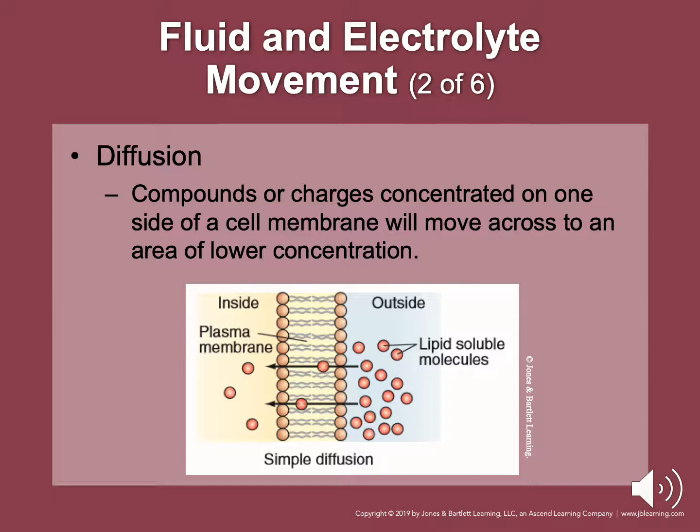Compounds and charges concentrated at one side of the cell membrane will move across it to an area of lower concentration. So you got the outside, the high side on the right, moves across the plasma membrane, goes to the low side. Also remember that this is called diffusion. So this is simple diffusion, high to low.